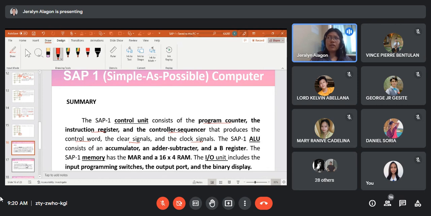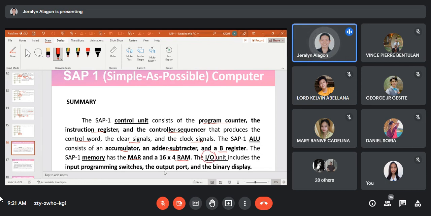The SAP1 also has the arithmetic and logic unit, composed of the accumulator. They are the stars when there is an arithmetic and logic operation, along with the B register. Next, the SAP1 has memory, which includes the MAR and the RAM. Right? Then we have the input unit.